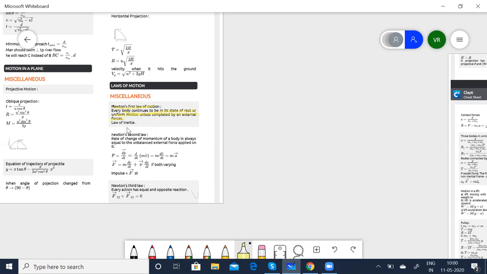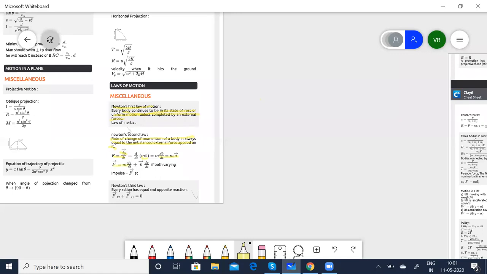Now coming to the second law: the rate of change of momentum of a body is always equal to the unbalanced external force applied on it. That is, F is equal to dP by dt. Momentum is mv, so d by dt of mv is equal to m dv by dt. Here, v is a vector quantity and m is a scalar quantity, so you take m out. dv by dt is nothing but acceleration, so F is equal to ma.